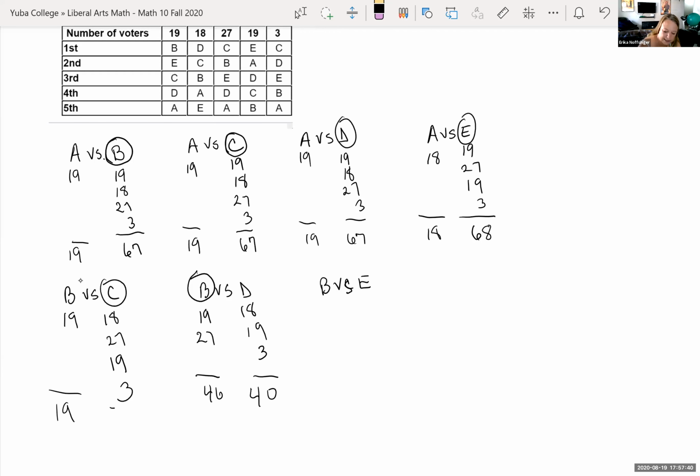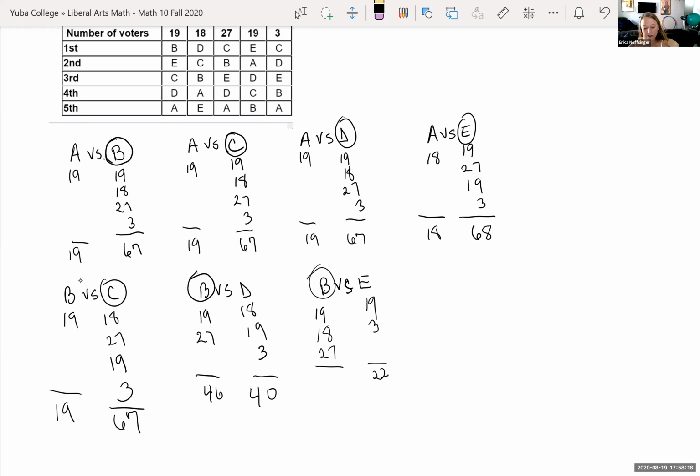So that's 19, this is 67. Okay, so B versus C, that's probably the exact same thing, yeah. Thank you for catching that. And then B versus E, B is the winner, 19 for the first. B is the winner for the second. B is the winner for the third ranking. E is the winner here for 19. And then E is the winner here with 3. So B is the winner on that case.